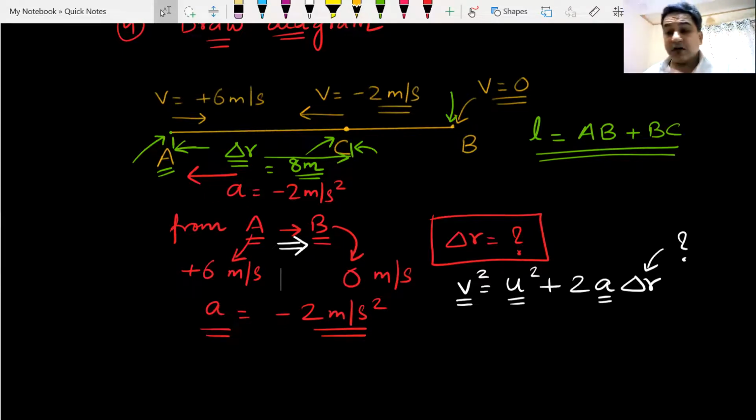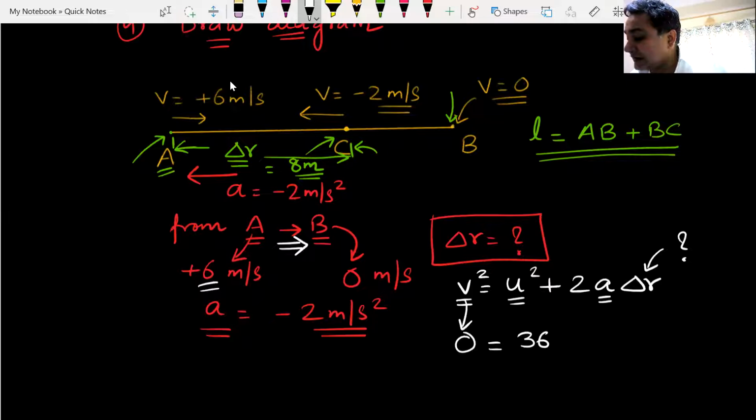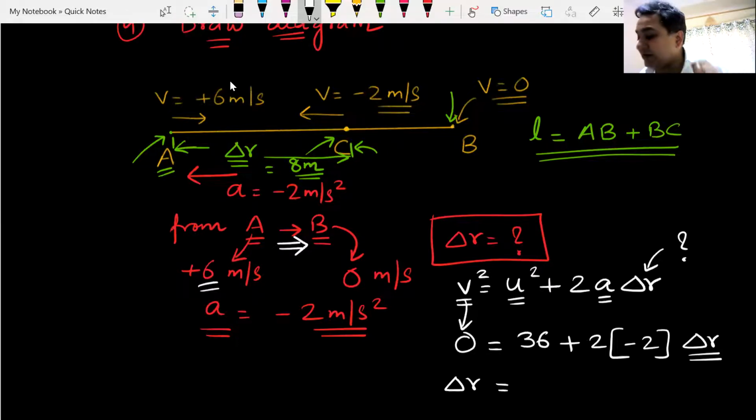Great. So now you can just calculate the value of displacement delta R. Give me an answer quickly. This final velocity is 0. Initial velocity, let us see, it is +6. +6 squared is 36 plus 2 times acceleration, which is -2, multiplied by delta. Chalo bachcho, give me the answer for delta. How much is delta coming? This is from A to C. Tell me the answer.